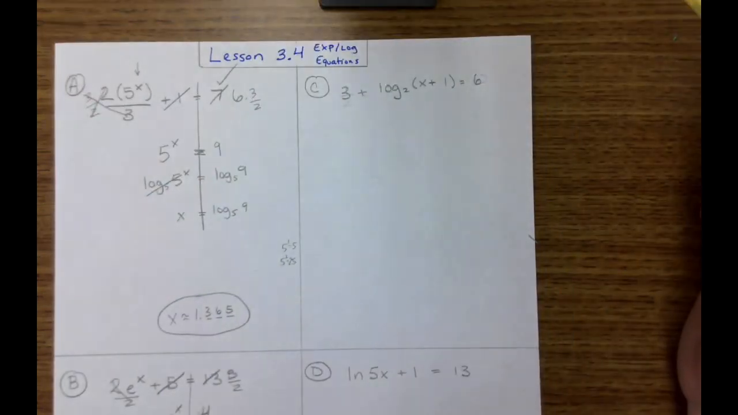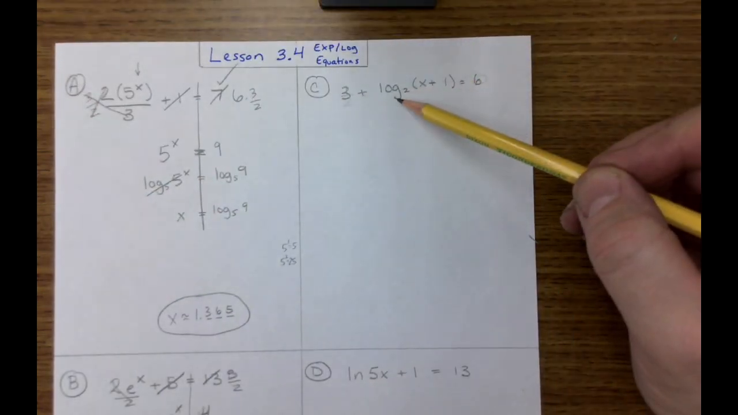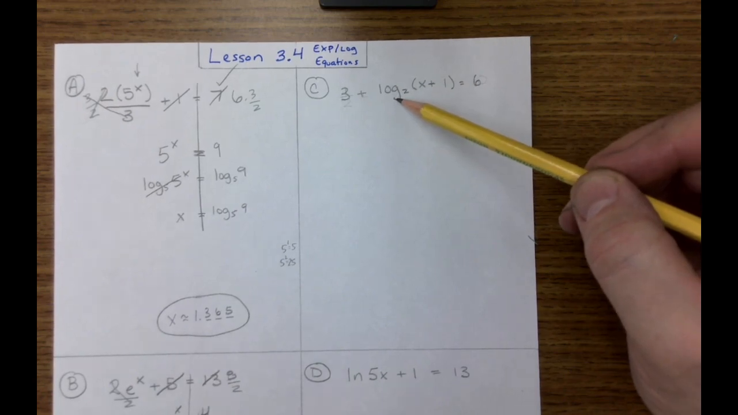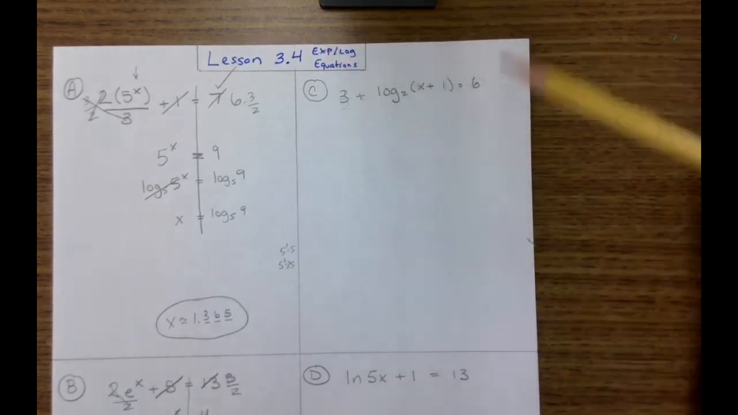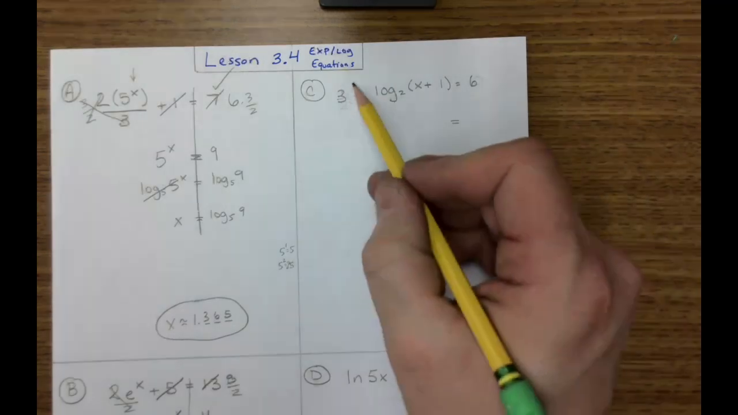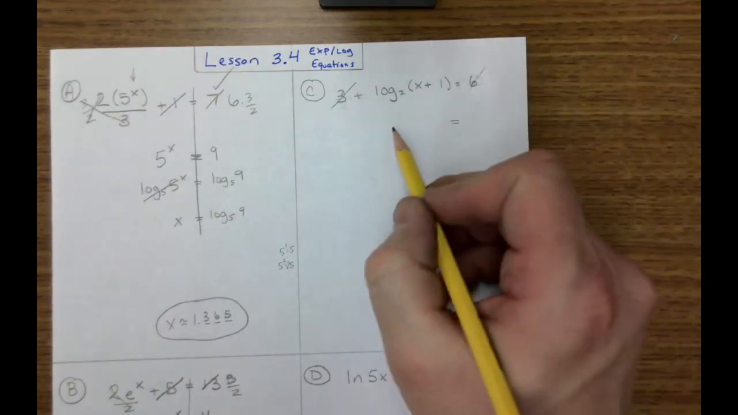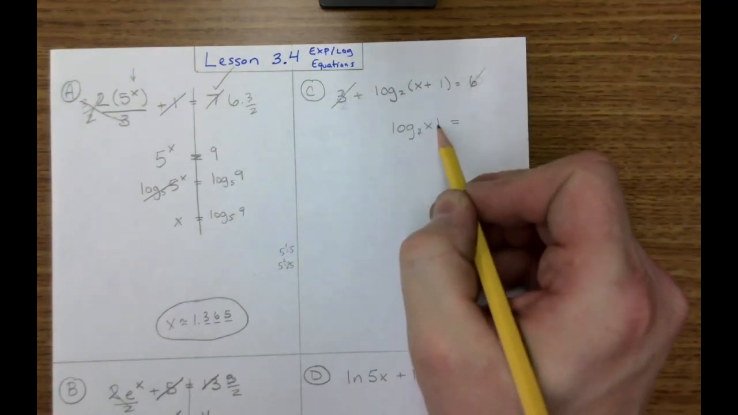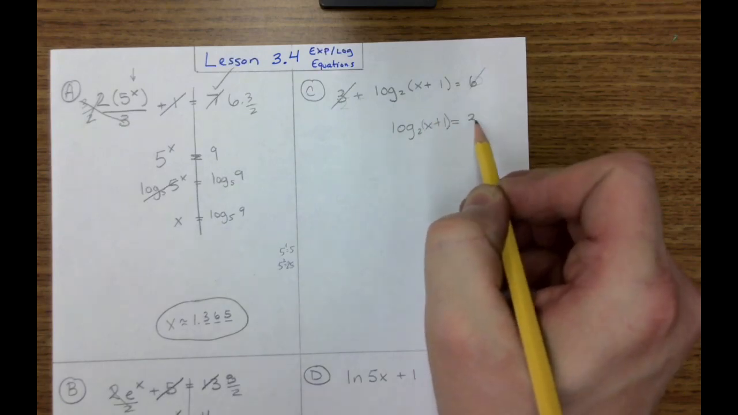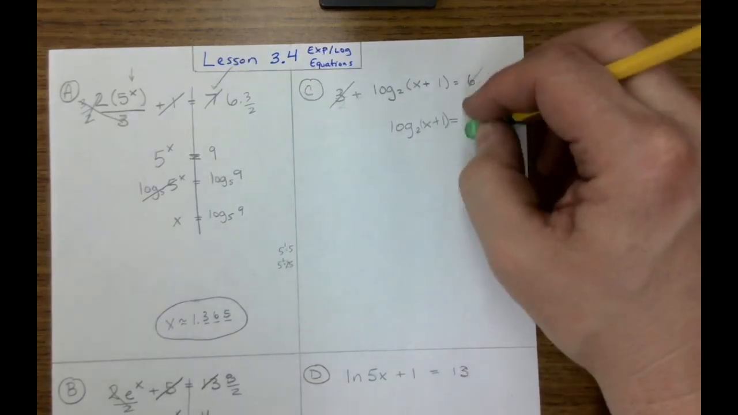All right, let's do a couple more problems. Problem C. This problem is a log problem that I'm going to find the answer to by making it an exponent problem. All right, step number 1. Let's subtract this away. So that's 3. So I have log base 2 of x plus 1 is not 3, it's 2.